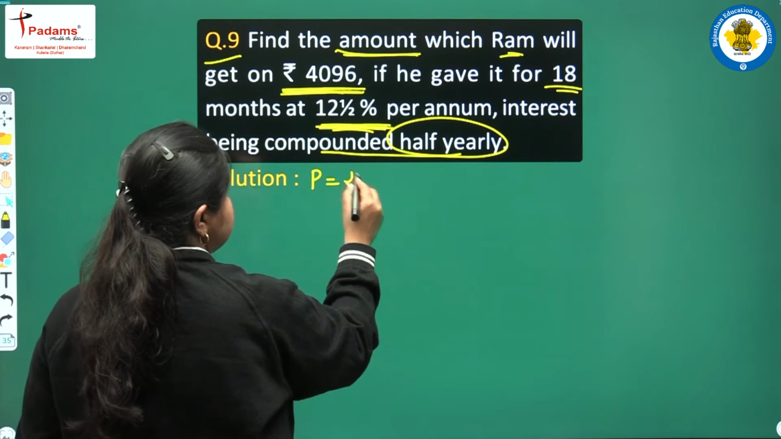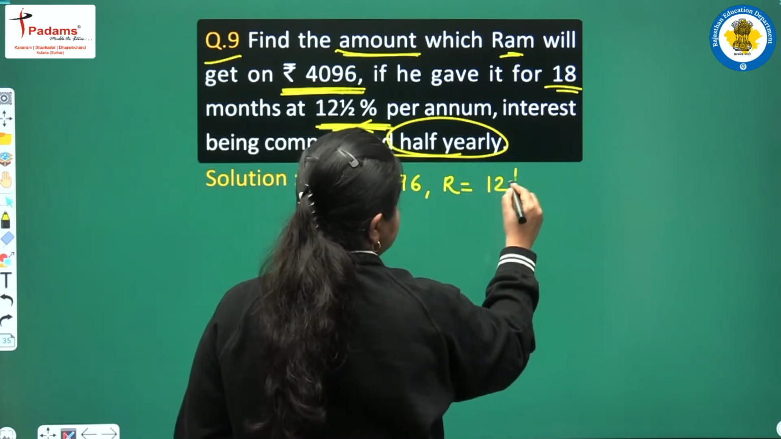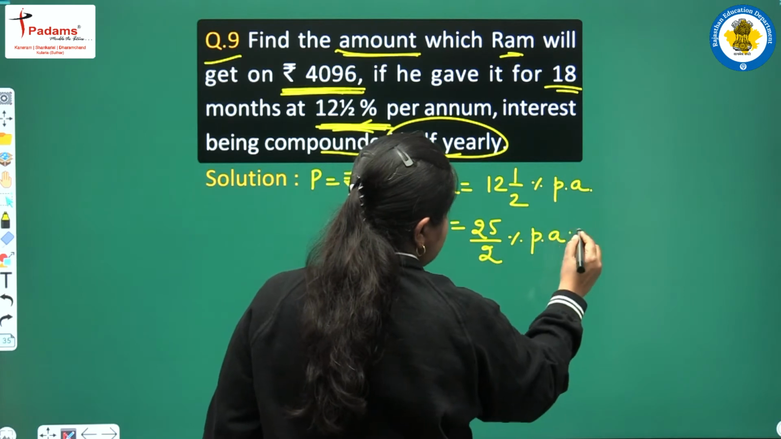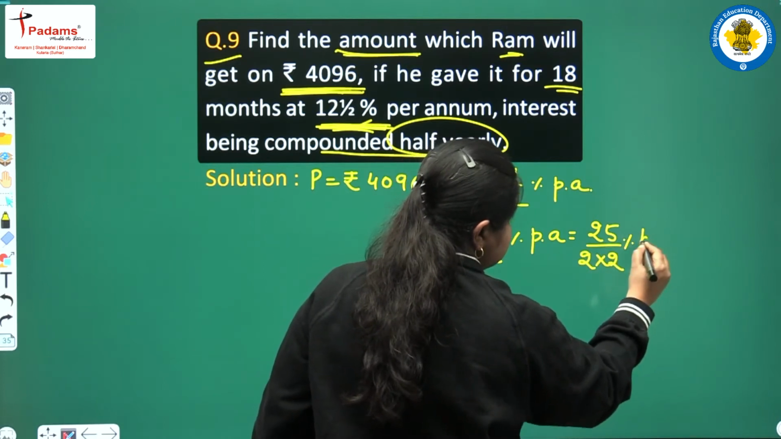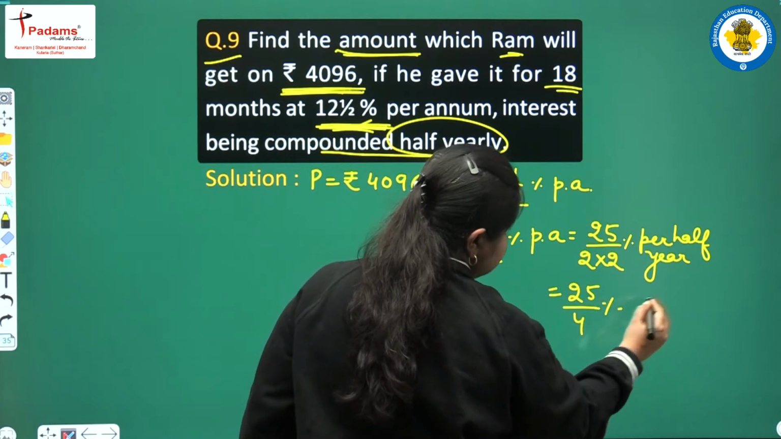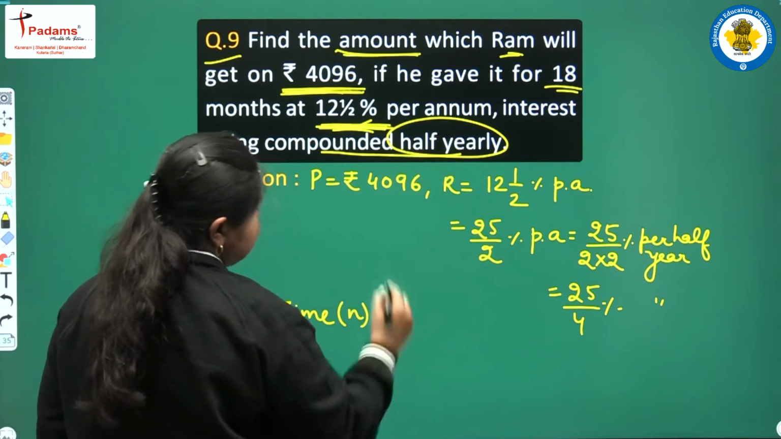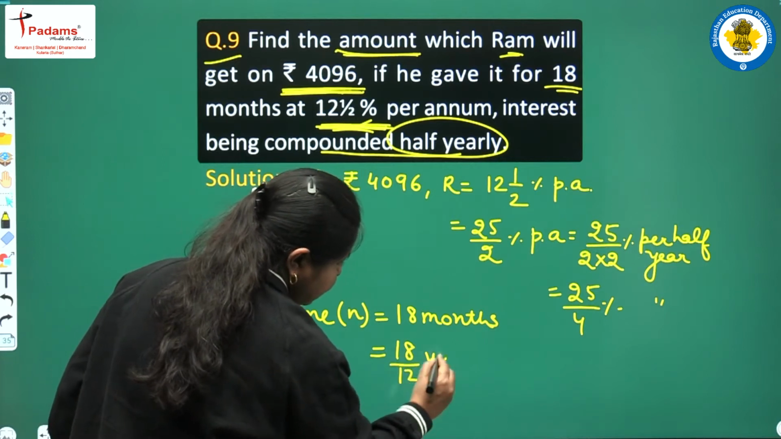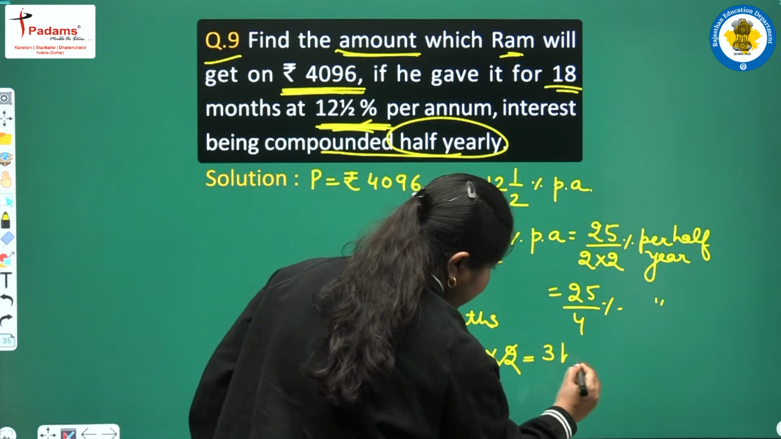तो प्रिंसिपल आपको दिया है रुपीज़ 4,096. रेट है आपका कितना, देखिए 12.5% पर एनम. इसका मतलब 25/2% पर एनम. और हाफ ईयरली के केस में रेट को हाफ करेंगे तो ये हो जाएगा 25/2 इंटू 2 से डिवाइड करेंगे पर हाफ ईयर, एंड दिस विल बी इक्वल टू 25/4% पर हाफ ईयर. टाइम आपका हो जाएगा डबल. अभी कितना है देखिए 18 मंथ्स. पहले इसको हम ईयर्स में कन्वर्ट करेंगे 12 से डिवाइड करके और फिर इसको डबल करेंगे तो ये हो जाएगा 6 टाइम्स और ये कट जाएगा 3 टाइम्स. सो दिस विल बी 3 हाफ ईयर्स.